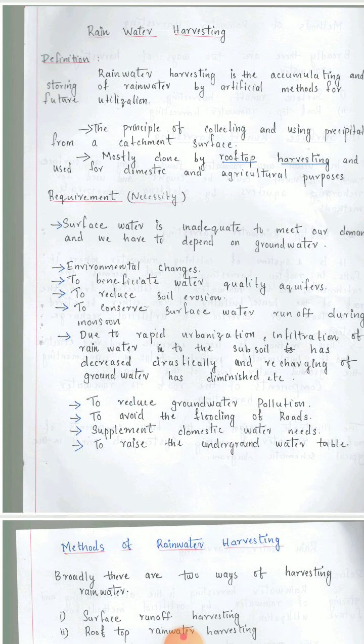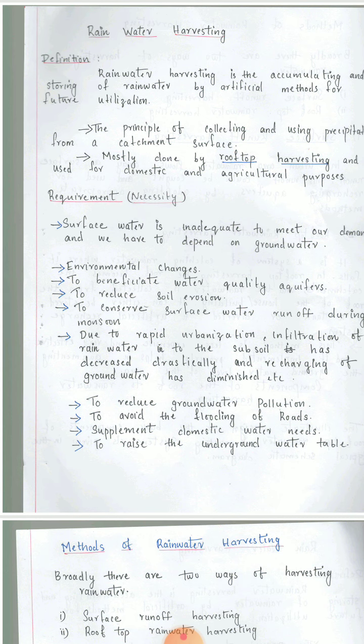As I had told you before, the conservation of the water which is flowing simply as runoff can be reduced. Due to rapid urbanization, infiltration of rainwater into the subsoil is decreased drastically and recharging of groundwater has diminished, etc. Due to the urbanization, what we are doing is we are completely covering the earth surface by the cement pavers, the tar roads, etc., where the water infiltration capacity is becoming very less and the recharge of the groundwater is also diminished. So because of which we need to conserve this rainwater.